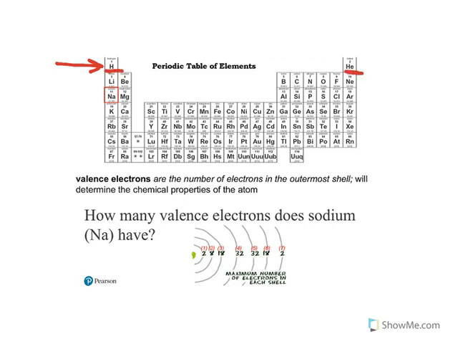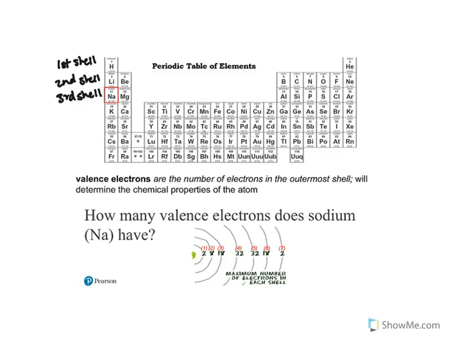Hydrogen and helium belong in that row. This is the second row, this is the third row, and so forth. Another term is called shell. This is the first shell, or the first row. This is the second shell. I'll point out what a shell is right now, and this is the third shell.